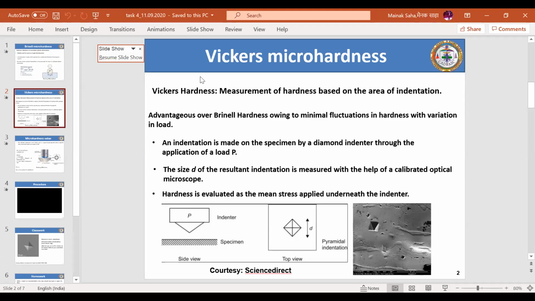But now the question that might arise in our mind is: okay, fine, we have the Brinell microhardness technique, but what is the need to go for a Vickers microhardness test? Why is there a need for an additional technique, which again increases the complexity of understanding? Rather, why people came up with the Vickers microhardness technique is that it is advantageous over the Brinell microhardness technique because of minimal fluctuations in hardness with variation in load.